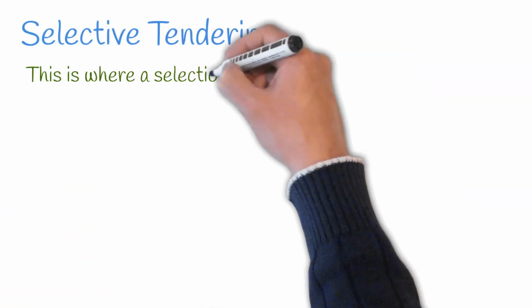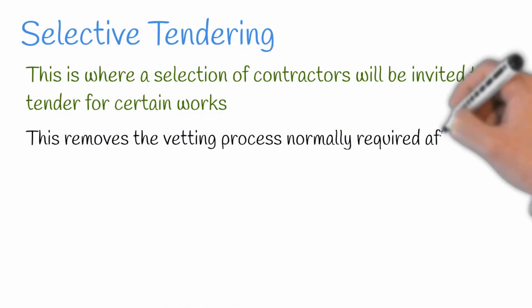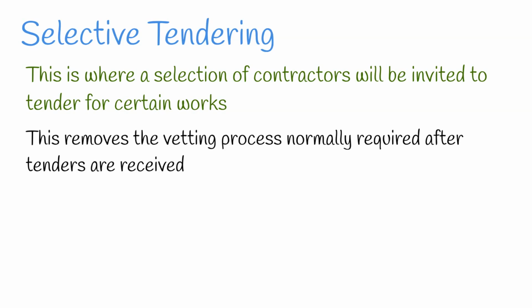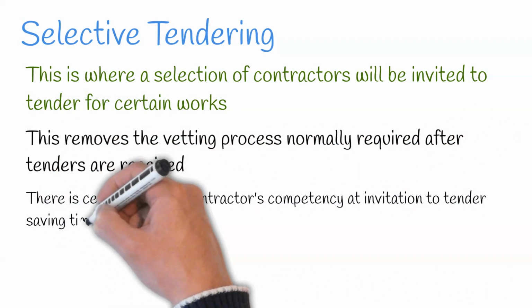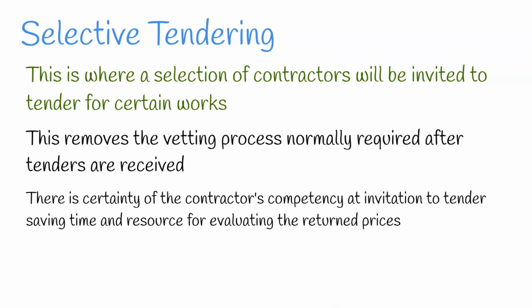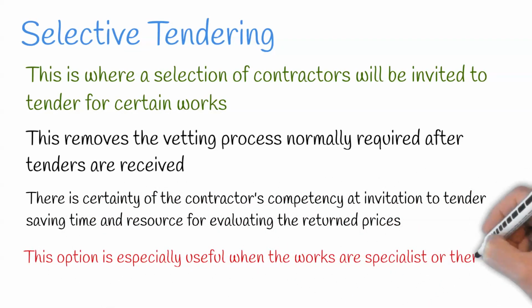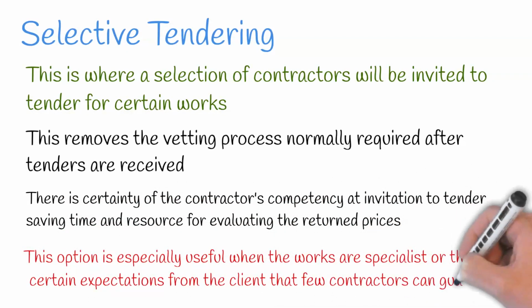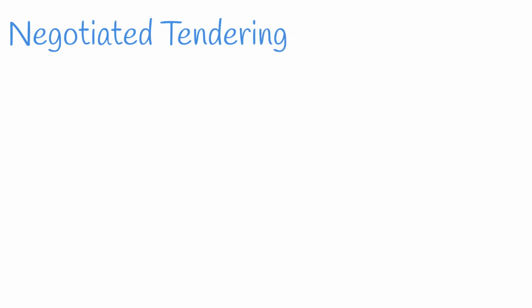Next, we have selective tendering. This is where a selection of contractors will be invited to tender for certain works. This removes the vetting process normally required after tenders received. There is certainty of the contractor's competency at invitation to tender, and this saves time and resource when evaluating return prices. This option is especially useful when works are specialist, or there are certain expectations from the client that only few contractors can guarantee.